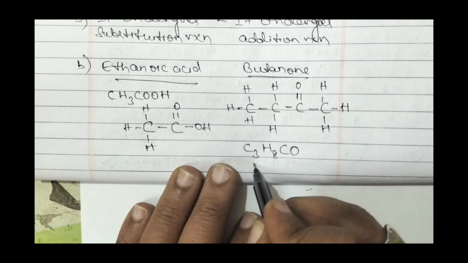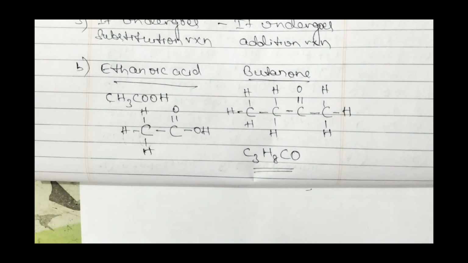So C3H8CO is the molecular formula for butanol. So like this we have to write the structural and molecular formula of ethanoic acid and butanol.